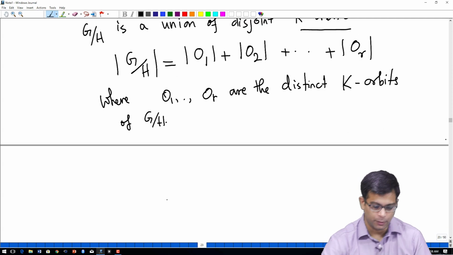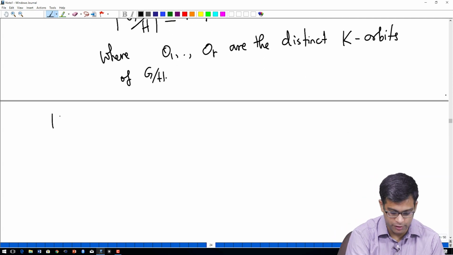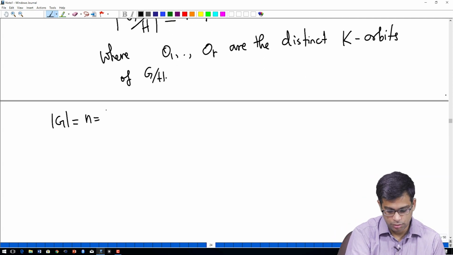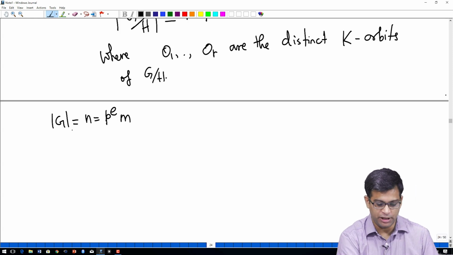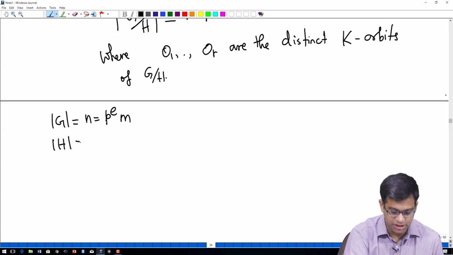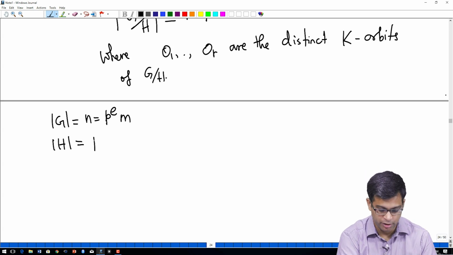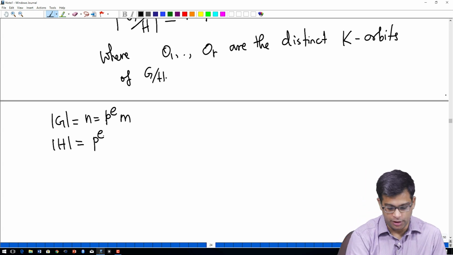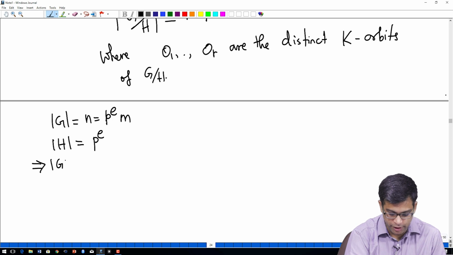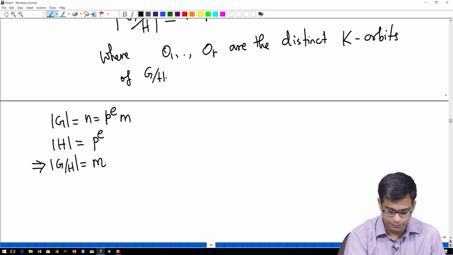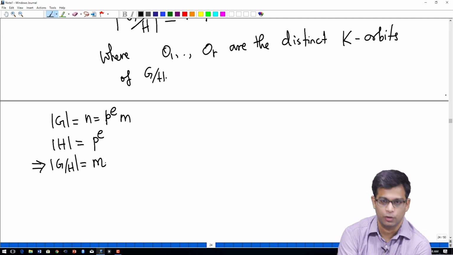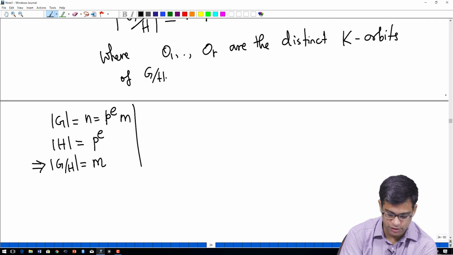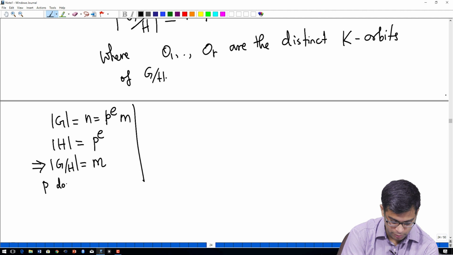Now let us see what is the order of G mod H. Remember always we will use this notation, order of G is P to the E times M, and what is the order of H? H is a Sylow P subgroup, right. So, the order of H is P to the E. This implies the order of G mod H is M. This is our original counting formula. So, this is of course not divisible by P. P does not divide M.